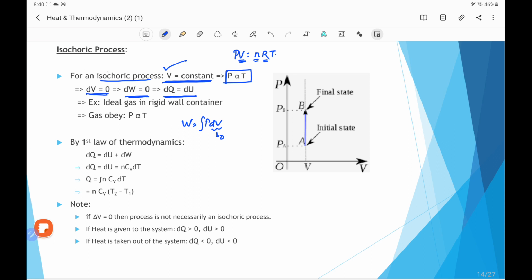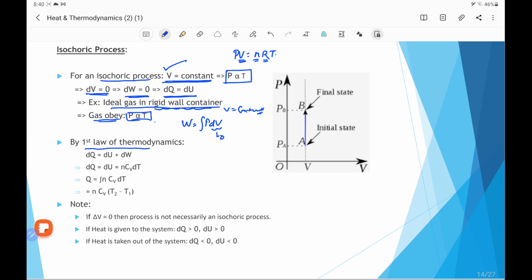One example of the isochoric process is an ideal gas contained in a rigid wall container. For a rigid wall container, the volume remains constant. Therefore, we can say the ideal gas obeys the law P proportional to T.